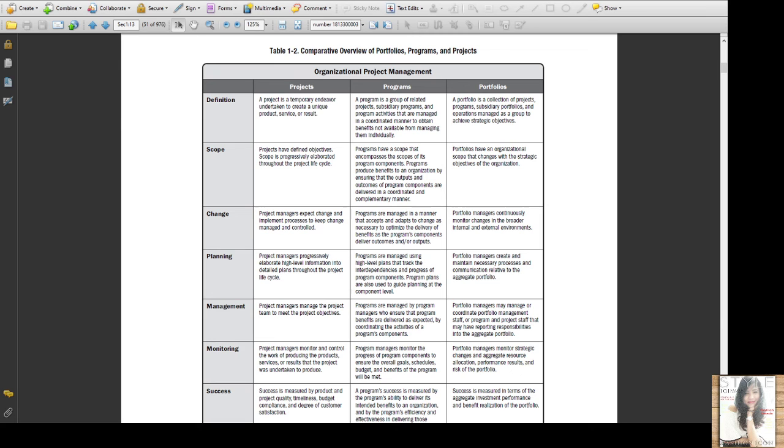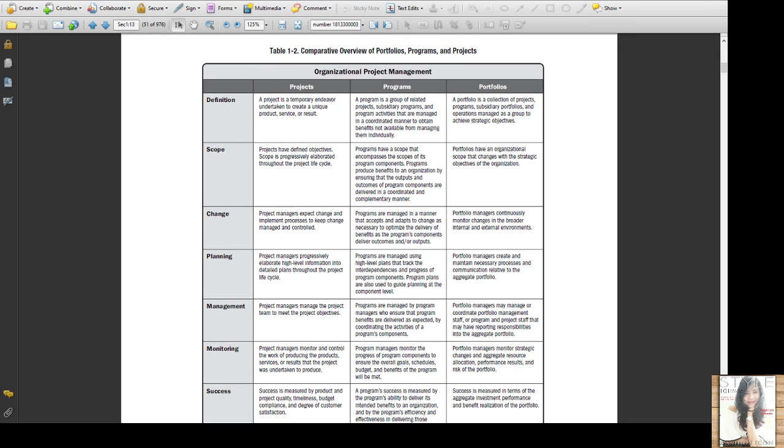Portfolio management. A portfolio is defined as projects, programs, subsidiary portfolios, and operations managed as a group to achieve strategic objectives.